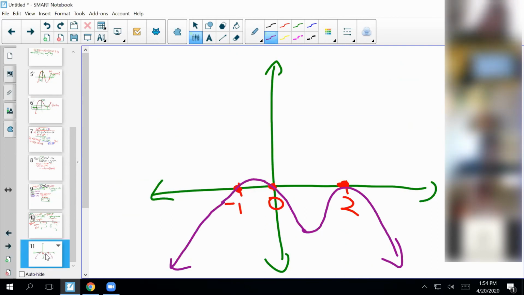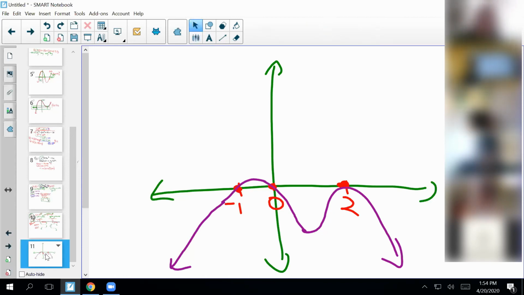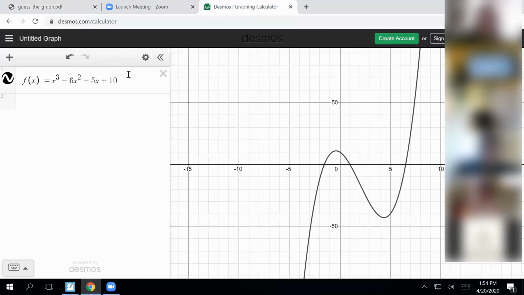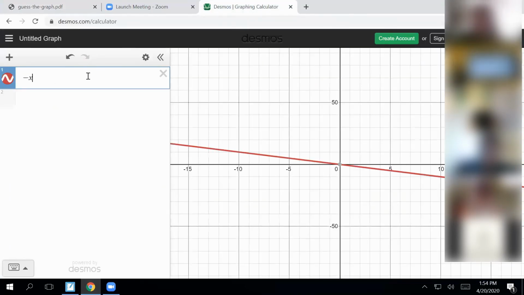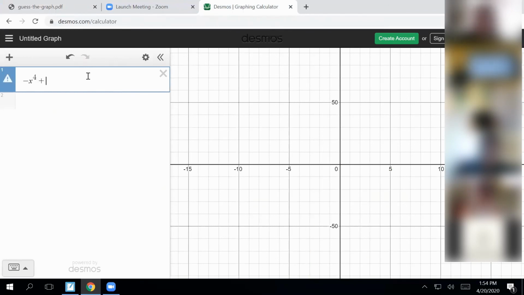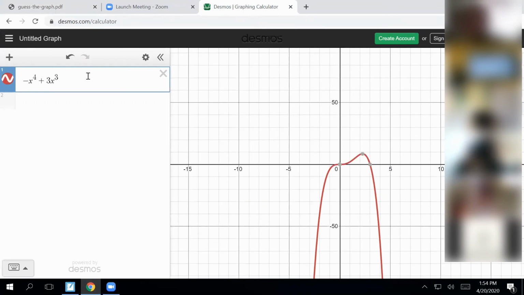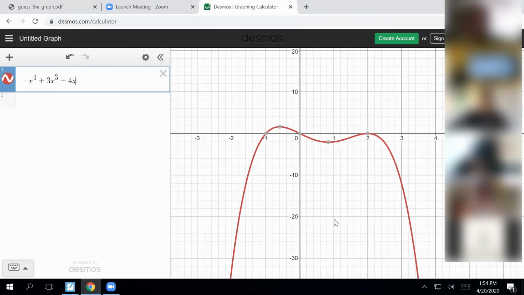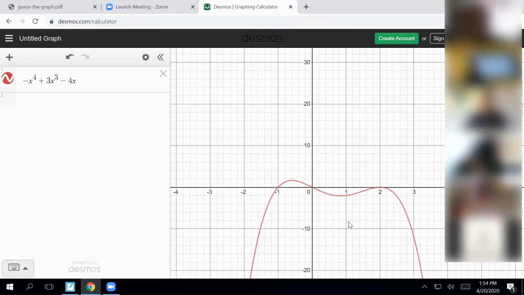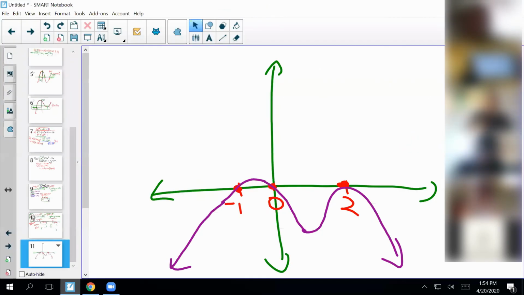This is a graph of this polynomial. Now, is it a perfect graph? Well, no, but it captures all the key information. So if I go to Desmos and type this in, and zoom in a little bit, I think this picture is very similar to what we came up with. So let me stop the recording now.